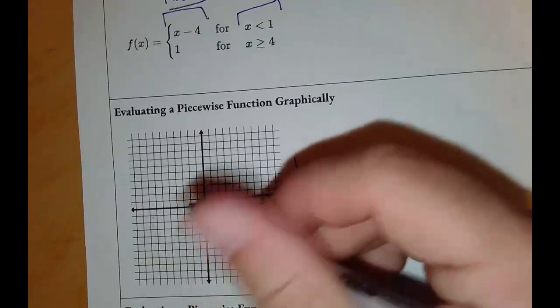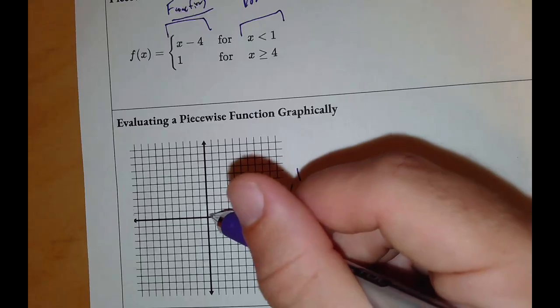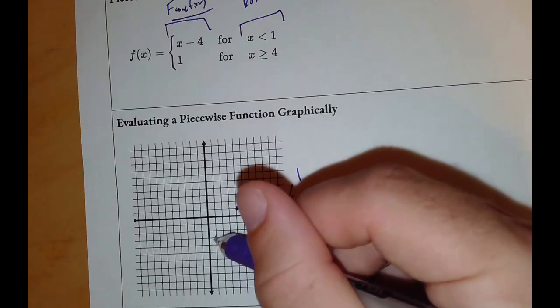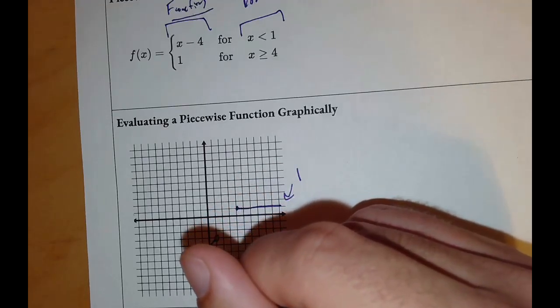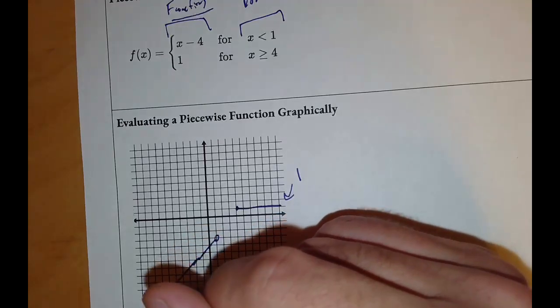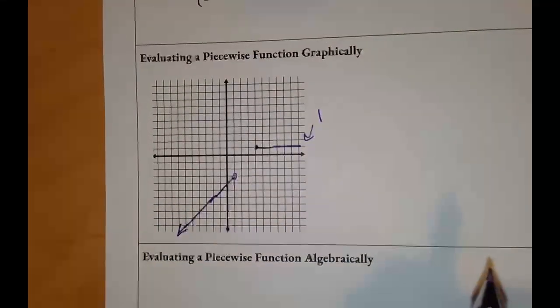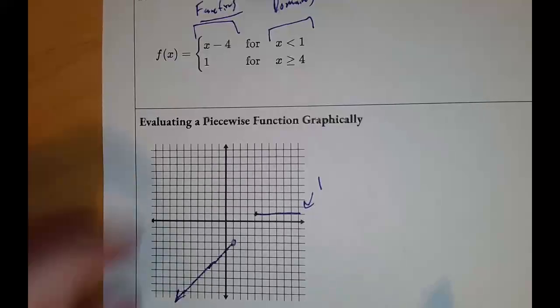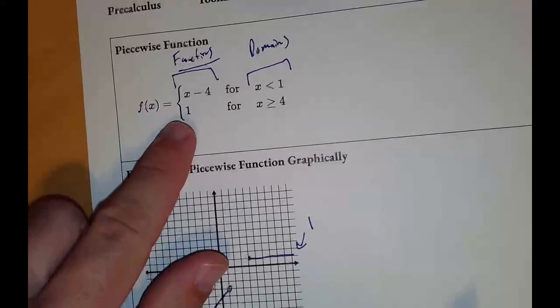But where x is less than 1, over here, we're going to follow the rule x minus 4. So at 1, I should be at 1, 2, 3, 4 here. And that is going to look like this. Okay, so this is what we end up with. It's like a different function for different parts of the graph, different x values. And that's how it's written.